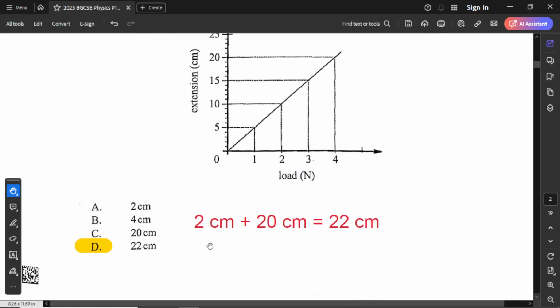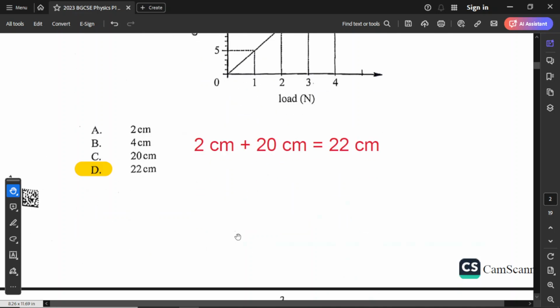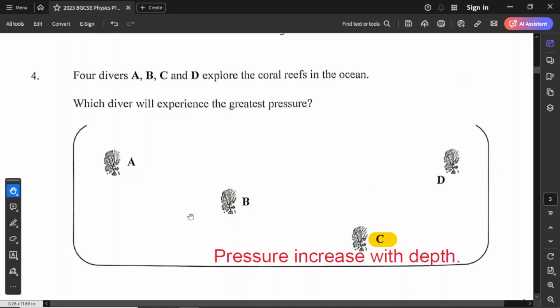And so therefore for working, it will be 2 centimeters, which is the original length, plus the 20 centimeters extension. And so therefore the answer is 22 centimeters. And so therefore D is the correct answer. For question number 4, it's if 4 divers, A, B, C, and D explore the coral reefs in the ocean, which diver will experience the greatest pressure? And this will be diver C, simply because pressure increases with depth.